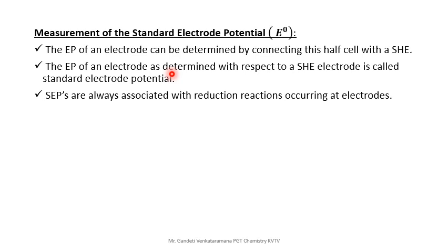Clear? Next one: standard electrode potentials are always associated with reduction reactions occurring at electrodes. Already we have learned, basically, electrode potentials are regarded as reduction potentials only. So standard electrode potentials are always associated with reduction reactions occurring at electrodes. Now we will see what is happening here. Measurement of the electrode potential of the zinc 2 plus, zinc electrode. This is the reduction.